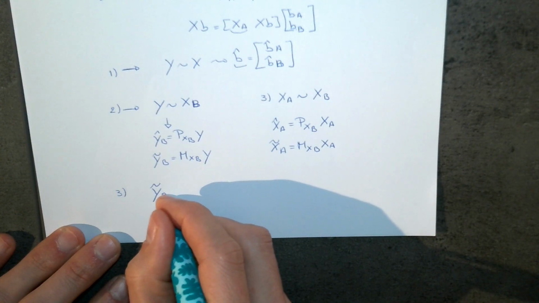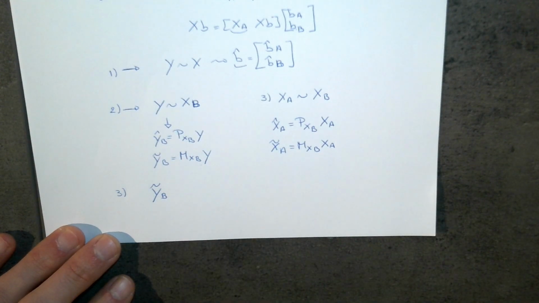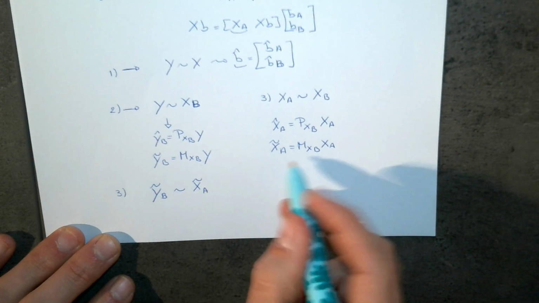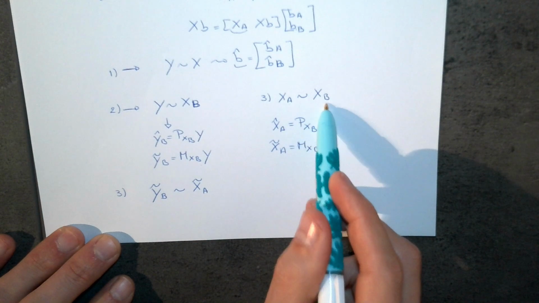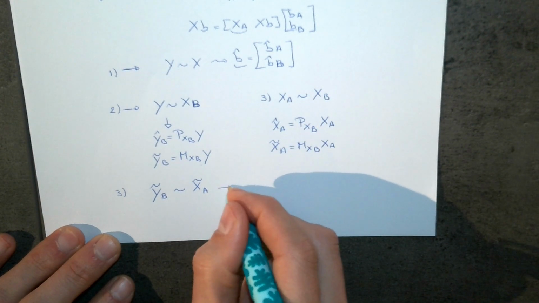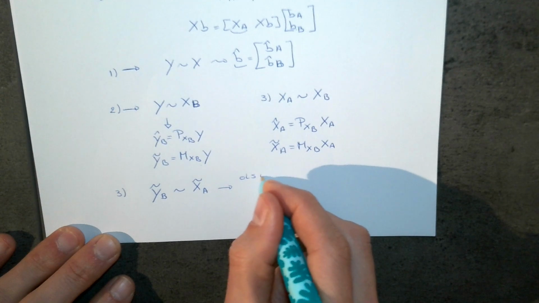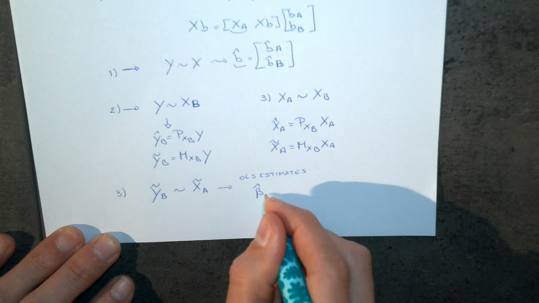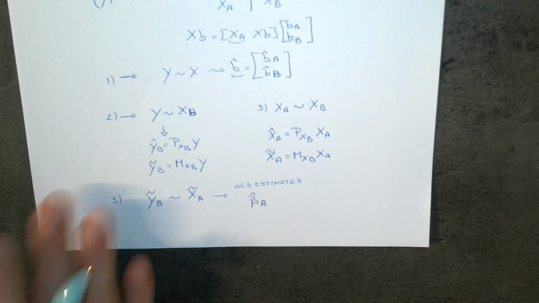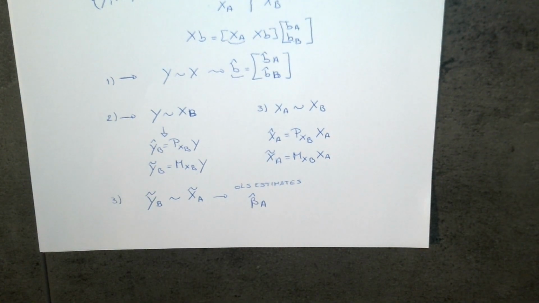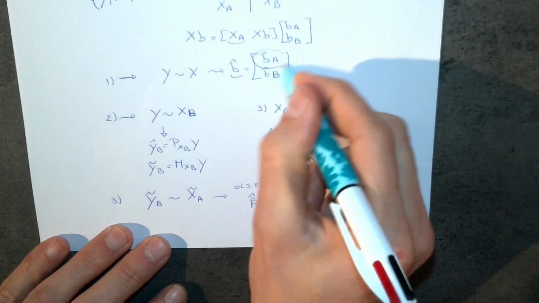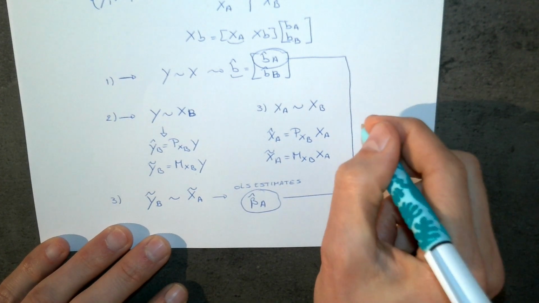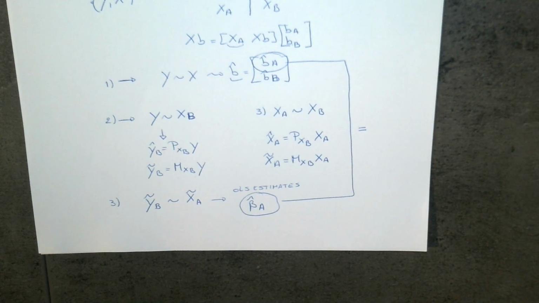You regress y tilde, the residuals here of regressing y on xb, on x tilde a, the residuals after regressing xa on xb. And of course this will give you OLS estimates. Let's call them beta hat a. Okay. Now what does the Frisch-Waugh-Lovell theorem tell you? It tells you that this b hat a and this estimate beta hat a are identical. Okay, so this is the Frisch-Waugh-Lovell theorem.